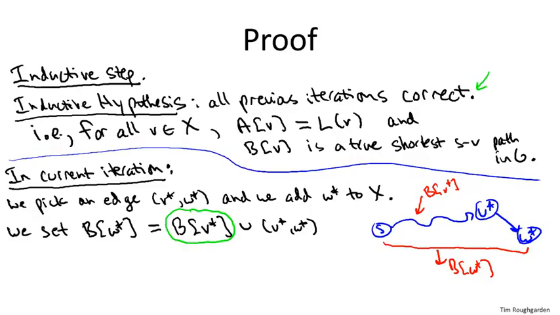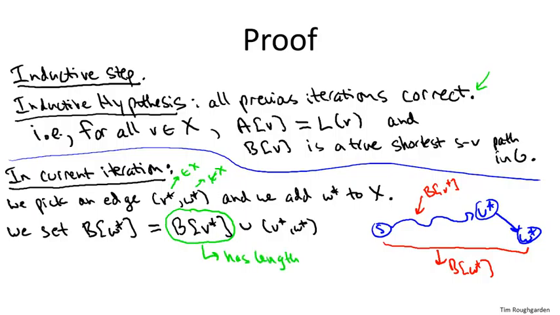So let's use the inductive hypothesis. The inductive hypothesis says that all previous iterations are correct. That is, any shortest path we computed in a previous iteration is in fact a bona fide shortest path from the source S to that vertex.